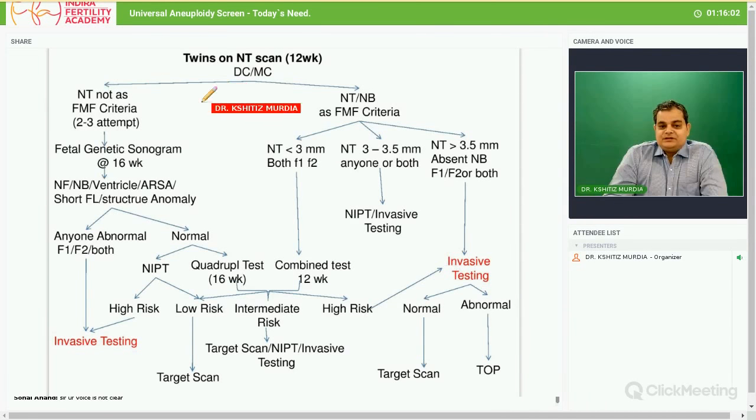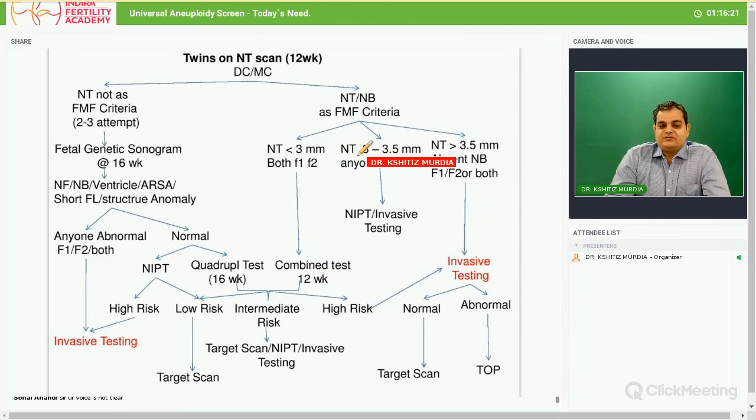For the twins, if there is a twin pregnancy at 12 weeks, be it a dichorionic or a monochorionic pregnancy, try to take the NT and nasal bone as per the FMF criteria. If the NT is less than 3 for both fetuses, then go ahead with the combined test.